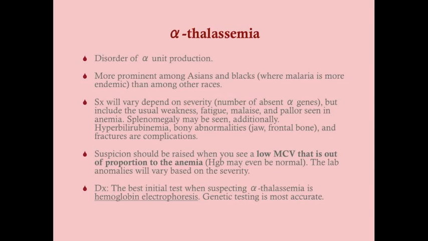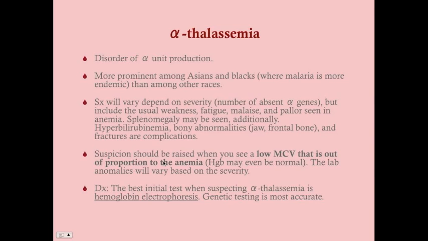Electrophoresis, remember, separates proteins, and that's going to help us determine how much alpha is there and how much beta is there. In an alpha thalassemia, because we have a disorder of alpha production, we're going to have a very little amount of alpha and a normal amount of beta, and we will see that on the electrophoresis. The most accurate test, though, is not the electrophoresis, it's genetic testing, and that makes sense. Genetic testing is going to be more accurate because you're looking right at the genes rather than at the proteins.